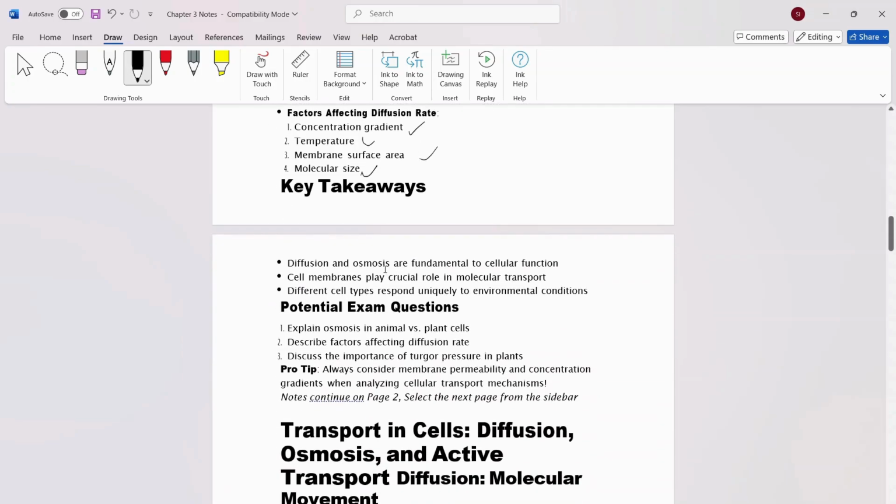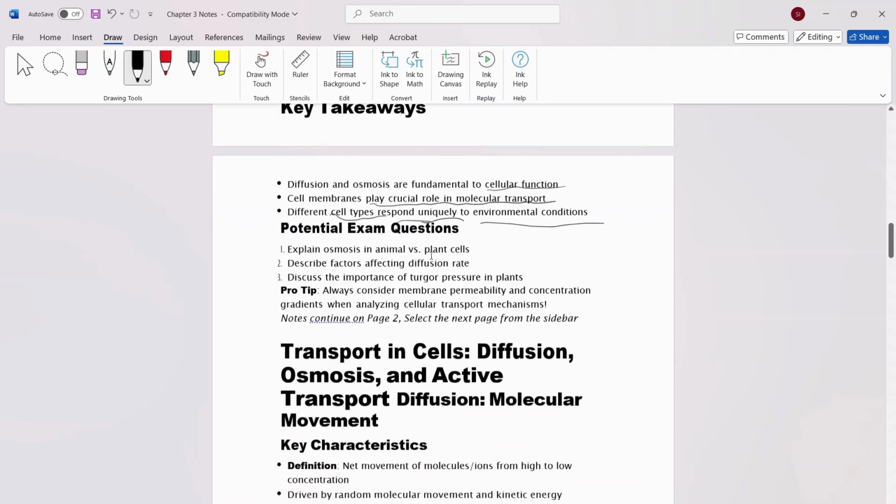Key takeaways here: diffusion and osmosis are fundamental to cellular function. Cell membranes play a crucial role in molecular transport. Different cell types respond uniquely to environmental conditions. So you cannot apply the rule of one cell to another, as they all have unique patterns.